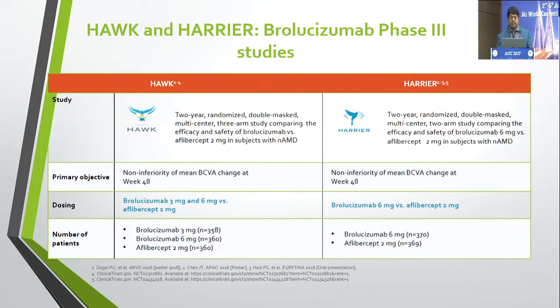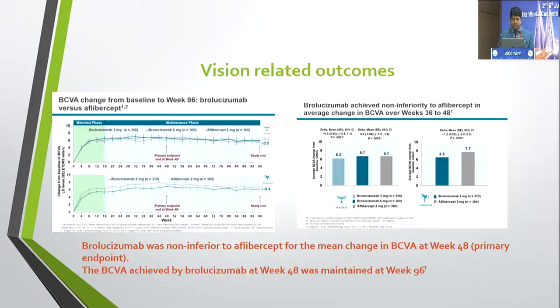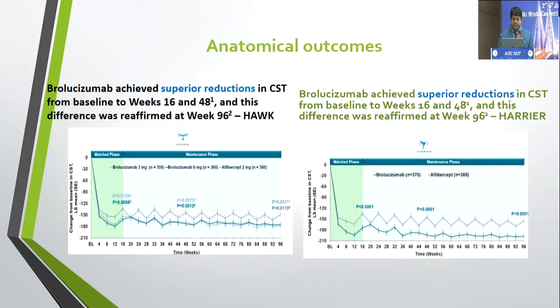These are the 2 phase 3 trials, HAWK and HARRIER studies on brolucizumab, where it has been compared with aflibercept. The vision-related outcomes have shown that brolucizumab was non-inferior to aflibercept for the mean change in BCVA at week 48, which was the primary endpoint. It was maintained till week 96. Also, in the anatomical outcomes, it has shown superior reduction in CST at weeks 16 and 48, and this was reaffirmed at week 96 in both the studies.